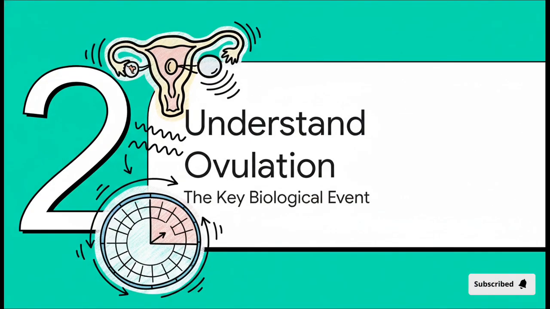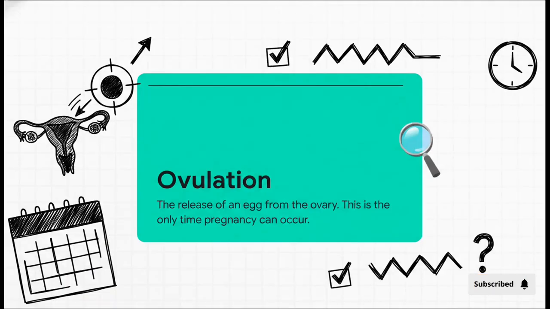The key to this entire method hinges on one single biological event: ovulation. Everything revolves around this one moment. So here's the bottom line. Pregnancy can only happen during a tiny, super specific window of time. The whole goal of this method is just to figure out exactly when that window is.